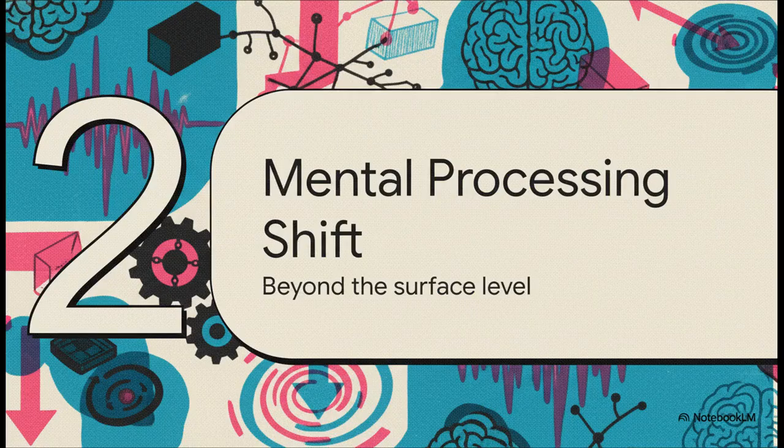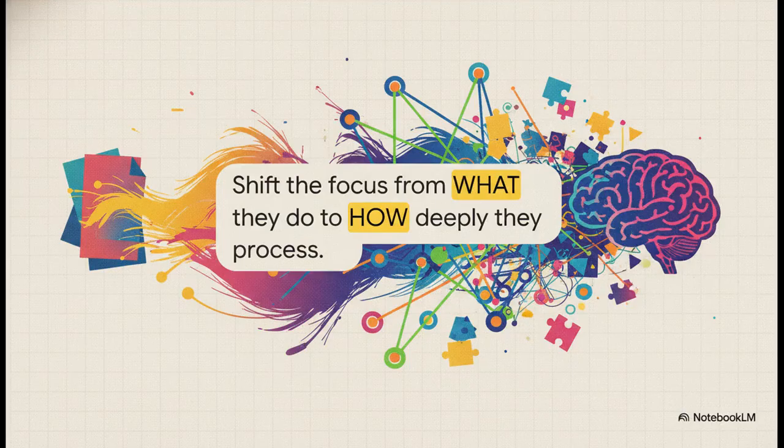Let's move along to section 2, shifting to mental processing, and see how this builds our understanding of what actual cognitive work looks like when we finally move beyond the surface level. So the crucial takeaway is that to move beyond Bloom's, we literally have to analyze the specific mental processing required for every single task we hand our students. It's a total shift in perspective.